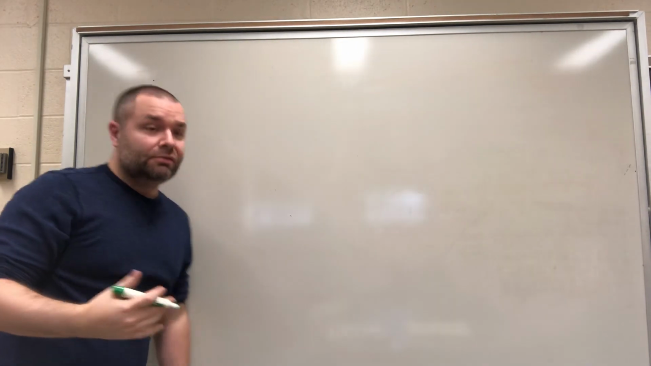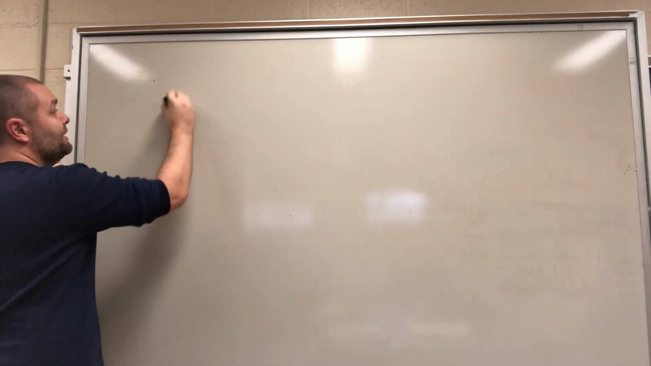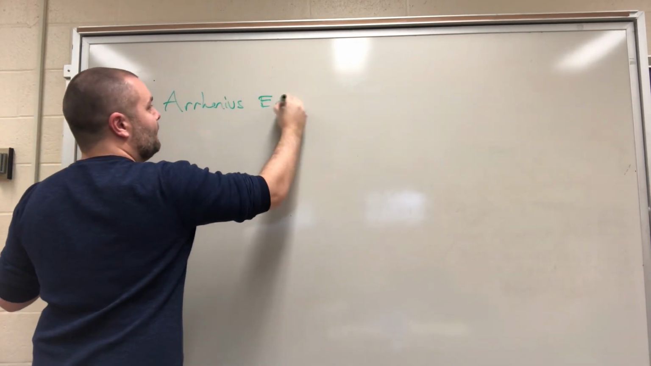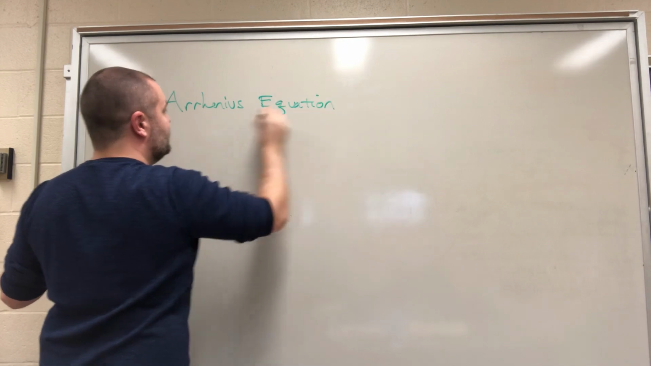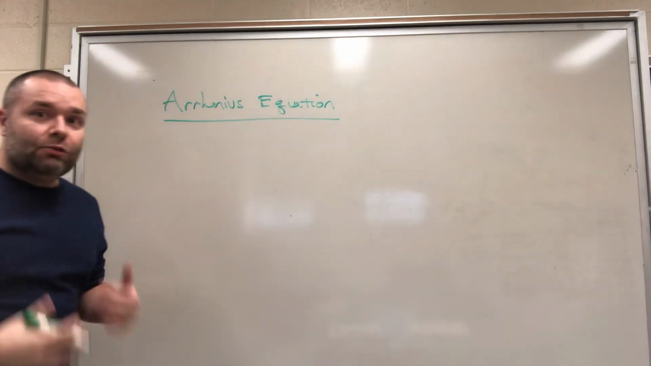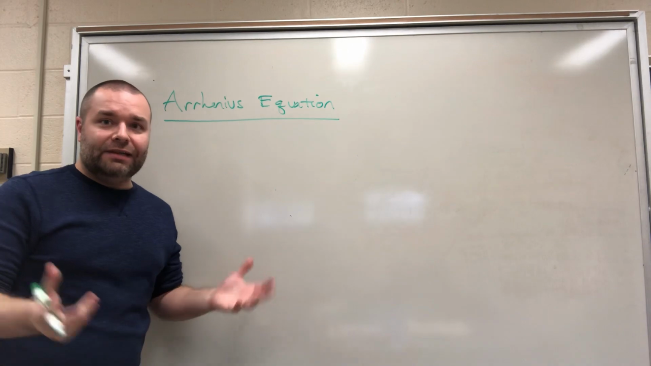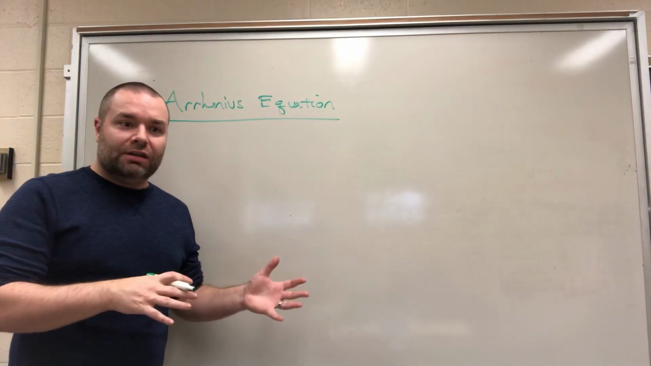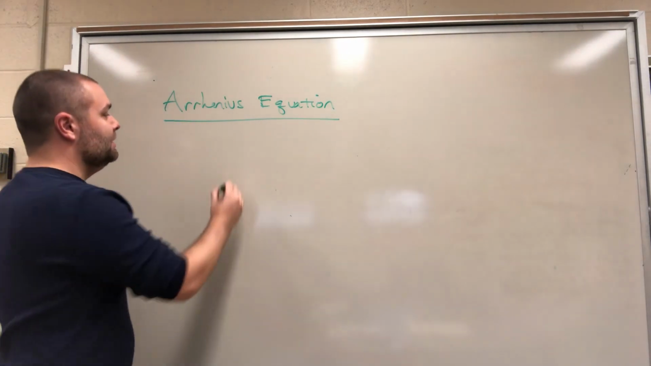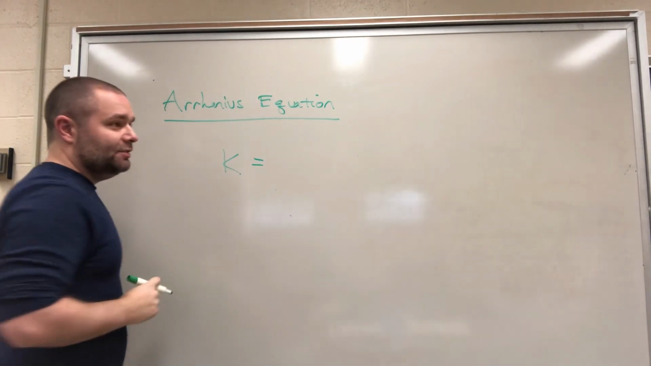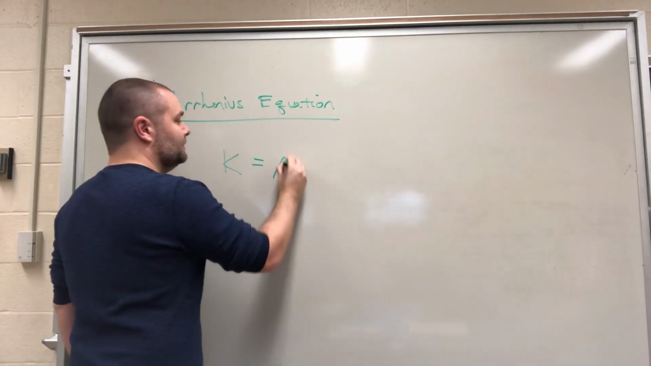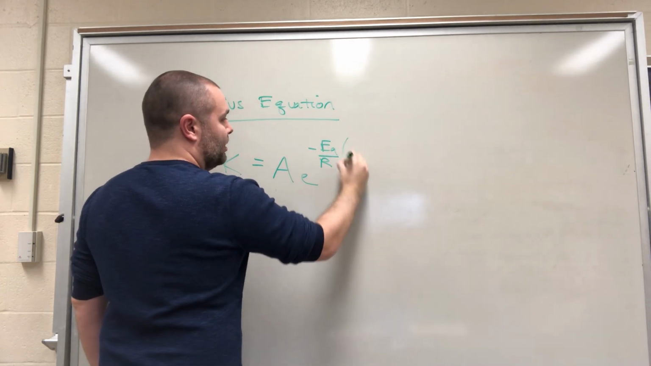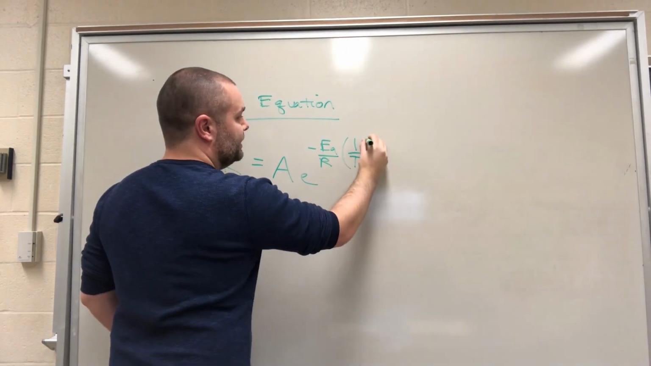And what that leads to is what's known as the Arrhenius equation. The Arrhenius equation does just that. It takes all this modeling information that we have, it takes our ideas with collision theory, and it puts it all into K. What the Arrhenius equation says is that K equals A e to the minus E sub A over R, and I'm going to write it as 1 over T.